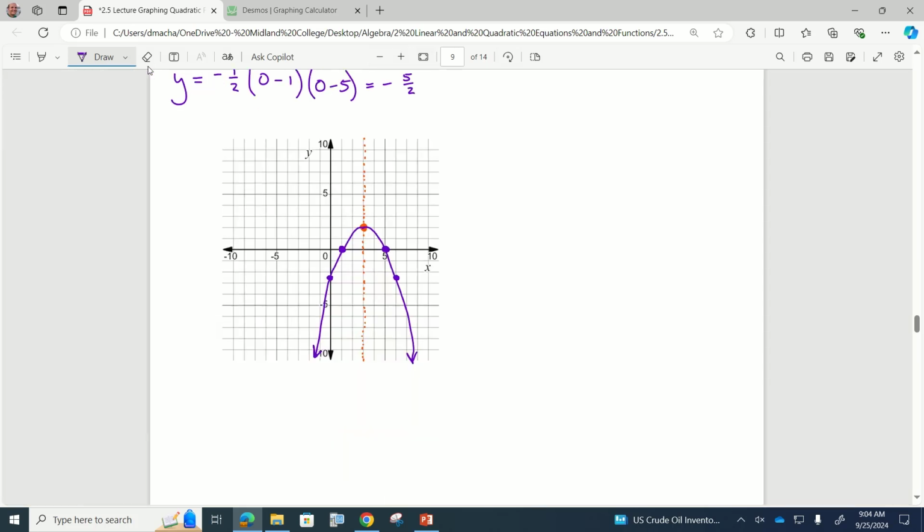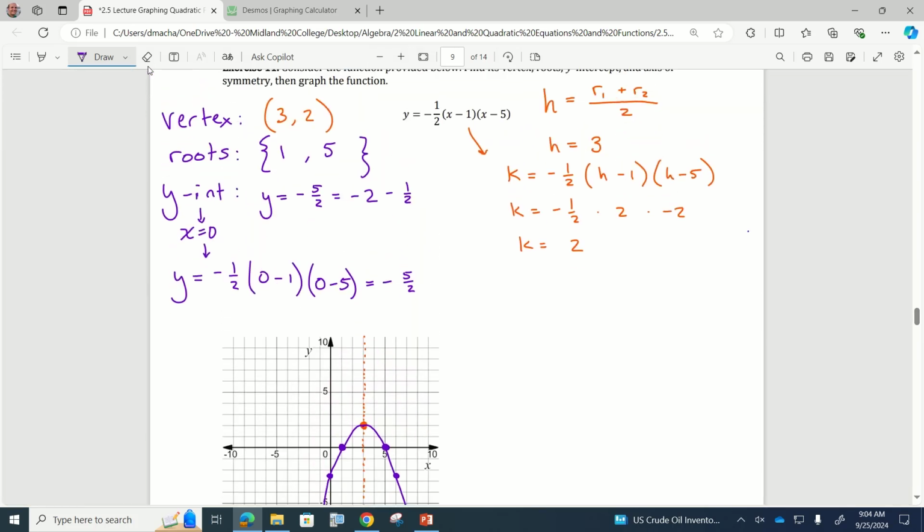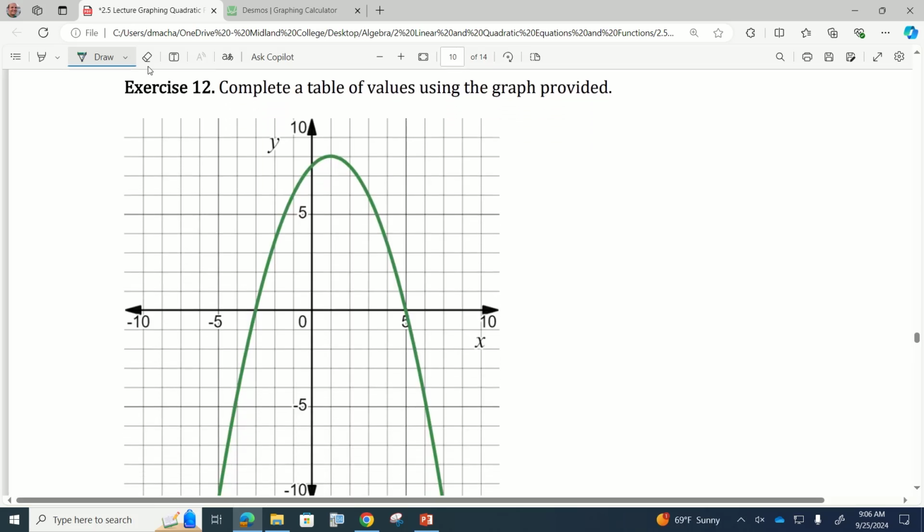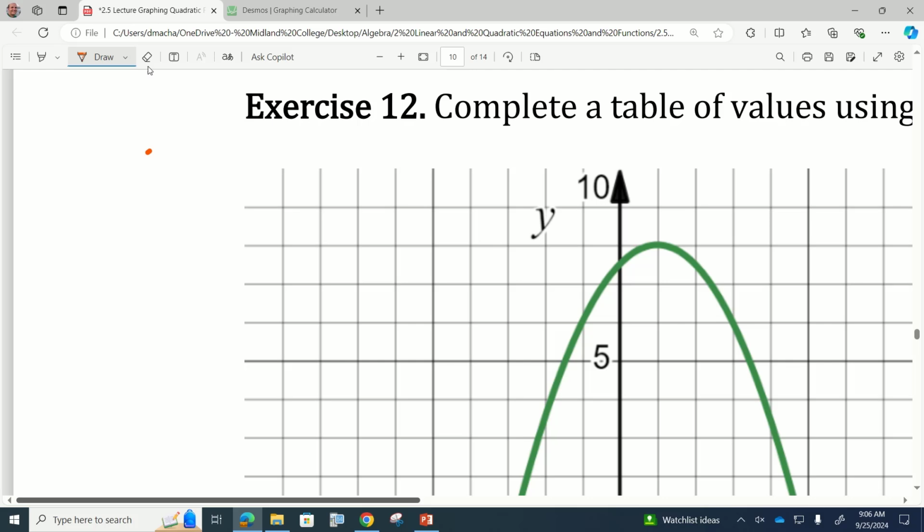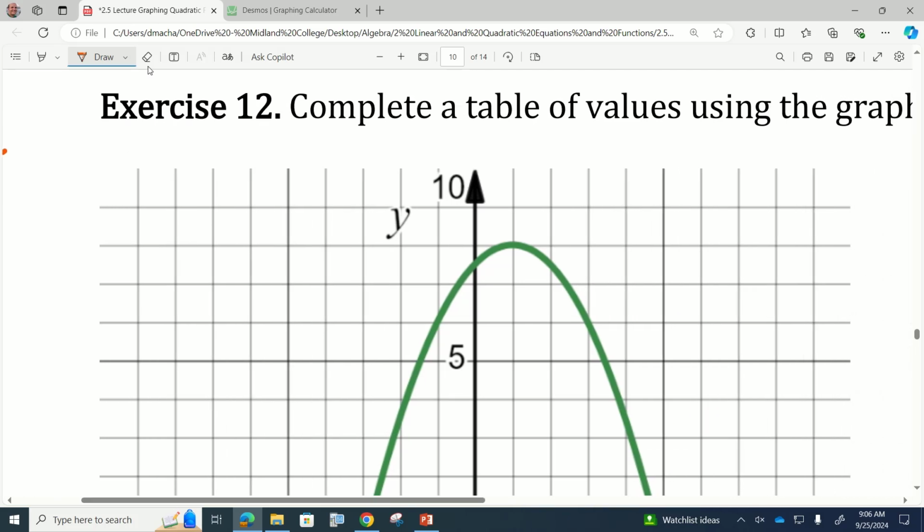Are there any questions about how we did that one, starting from factored? If I ask you to complete a table of values using a graph, I think this kind of problem is easy. You just have to look for points on your graph where this curve intersects the grid lines really nicely. Like, I don't like that point, but I do like that point, just because the grid lines line up really good. The grid lines line up really nice here too, and also right here.